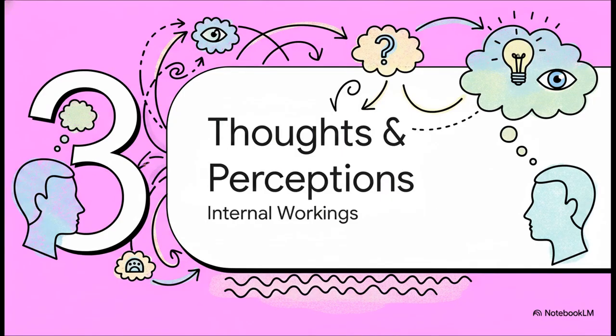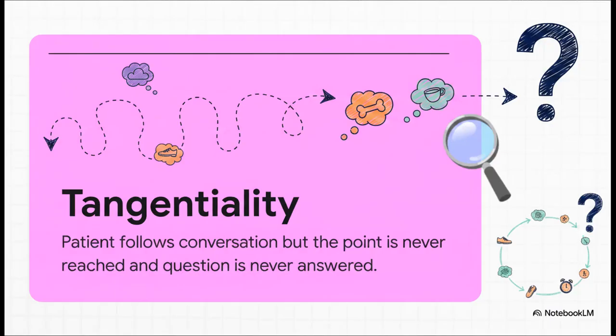Let's look at Section 3, analyzing thoughts and perceptions. So sometimes the very structure of a person's thinking breaks down. Clinically, this is known as a formal thought disorder. Take tangentiality, for example. The patient is engaged in the conversation. They clearly hear your question, but their mind just wanders off on a tangent, and the point is simply never reached. You never get the answer. This is pretty distinct from something called circumstantiality. With circumstantiality, a patient might give you a dozen unnecessary, trivial details, but eventually they do circle back and actually answer the question. In tangentiality, the destination is completely lost.